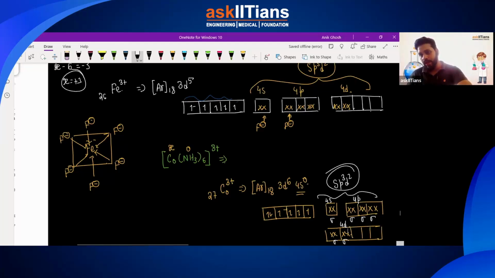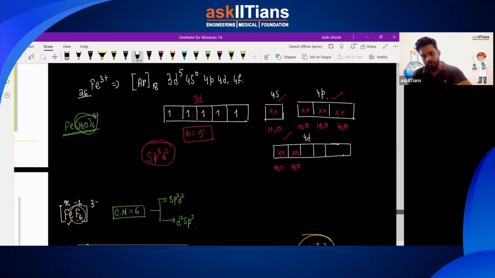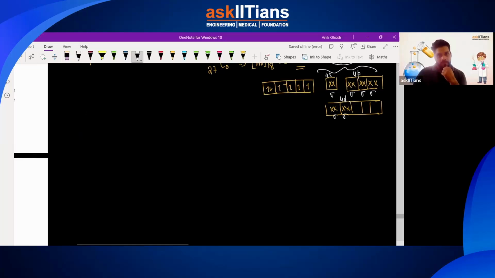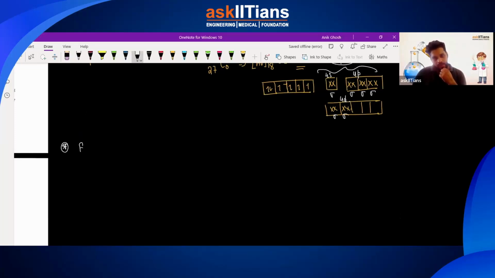Let's say I had a compound which has been given as [Fe(CO)6]3+. Let's say this question has been given to you. Then how would you answer the question here? Again, guys, you would be thinking it can be sp3d2 and it can be d2sp3. Correct?